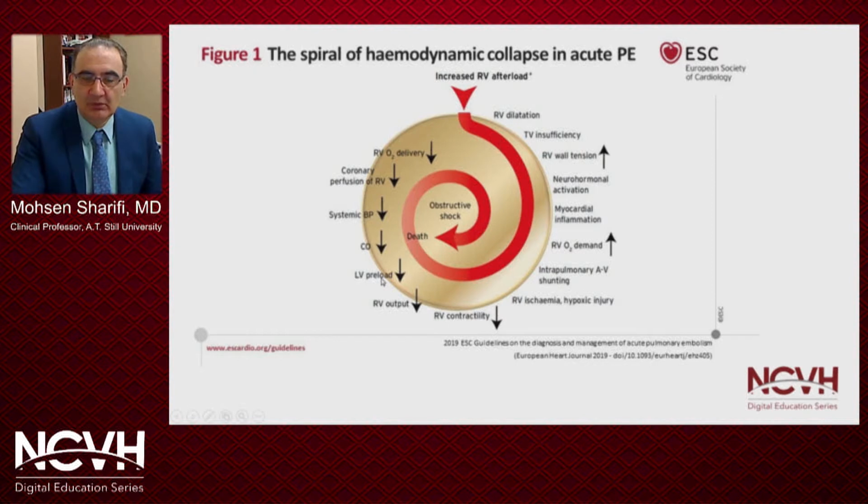There is septal bulge with increase in RV size, leading to depression of cardiac output and resulting in hypotension, which would lead to a reduction in coronary perfusion of the right ventricle, leading to obstructive shock and subsequently death.